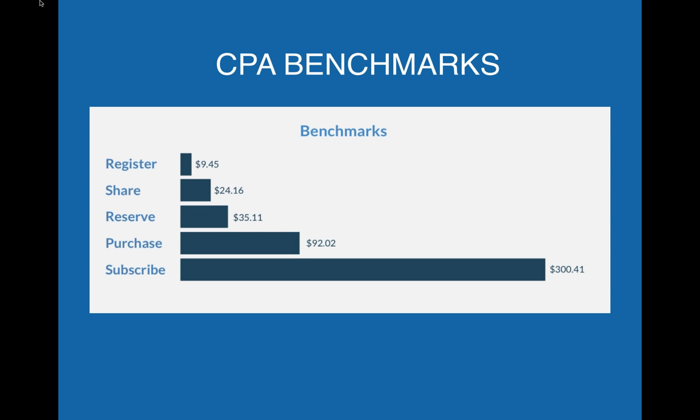Excellent. So we've got some interesting CPA benchmarks that have come out of the report. Registration, we found cost $9.45. A reservation acquired through an app install campaign comes out at $35.11. Why don't you walk us through this? You know, how exactly did we get to these numbers?